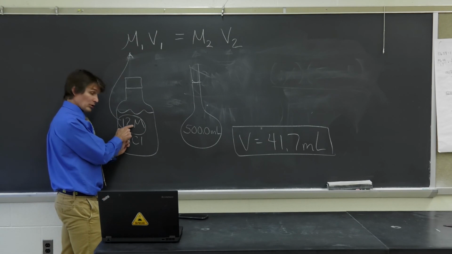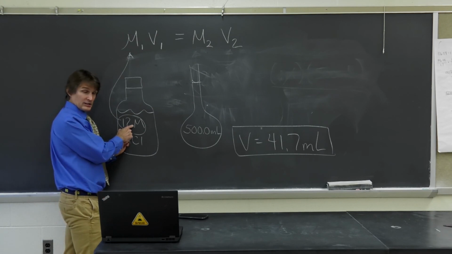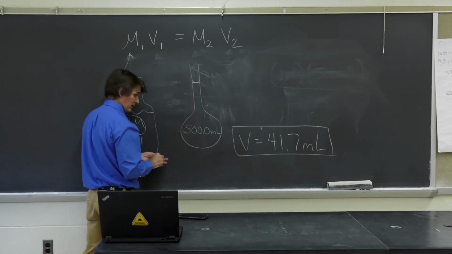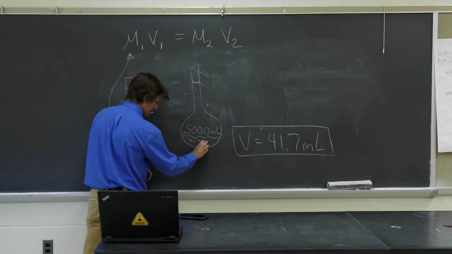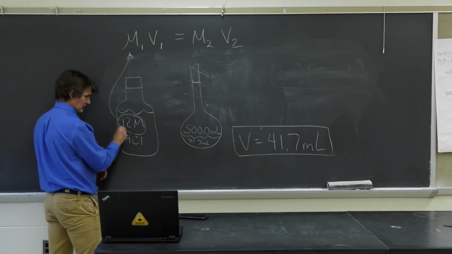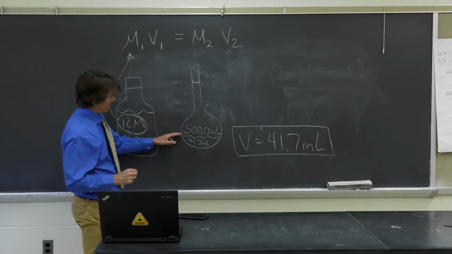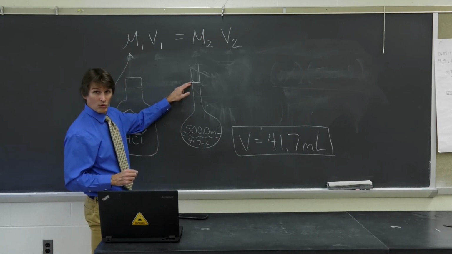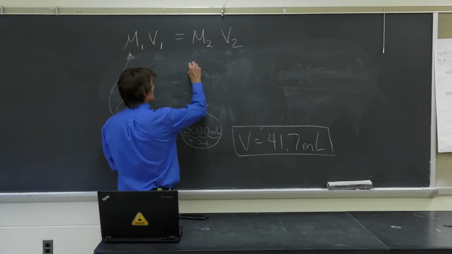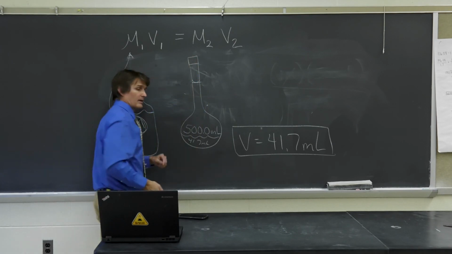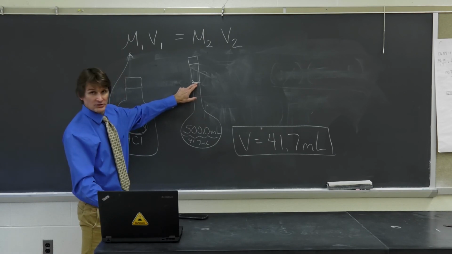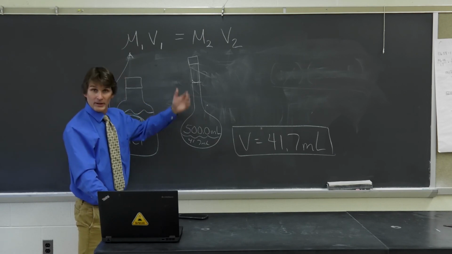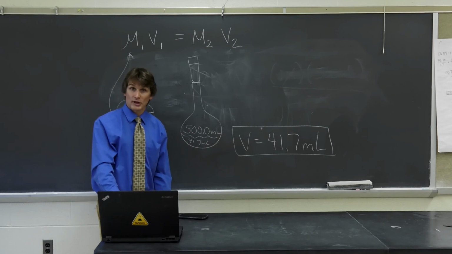I'll take 41.7 milliliters of the stock solution. I'll put it into the volumetric flask. This is where the 41.7 milliliters of the stock solution goes. I'll fill it the rest of the way with water. I'll stopper this off, shake it up, and when I'm done, if the meniscus just touches that line there, I'll know I've made up my solution. That's going to be 1 molar hydrochloric acid.